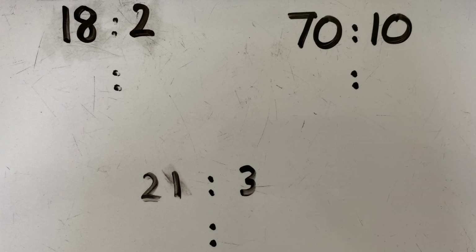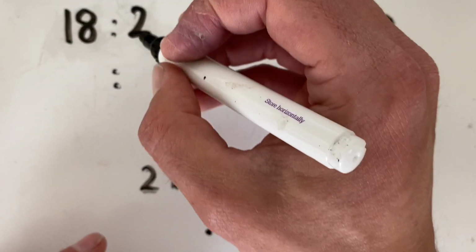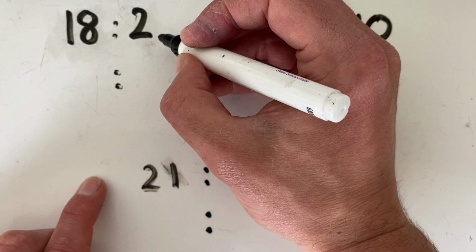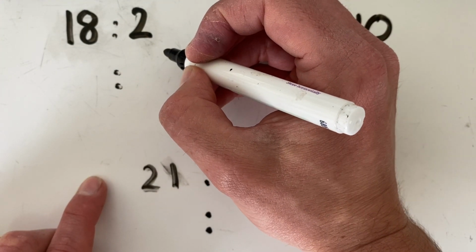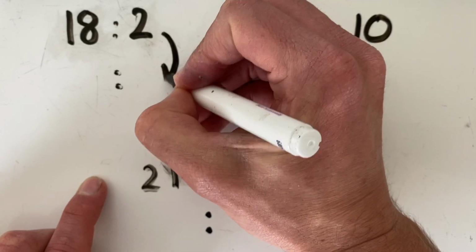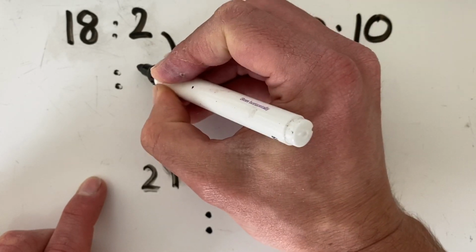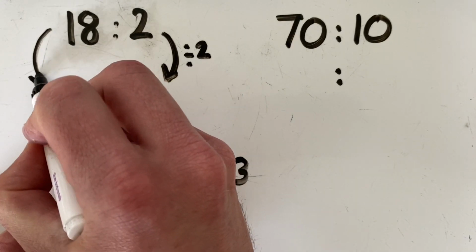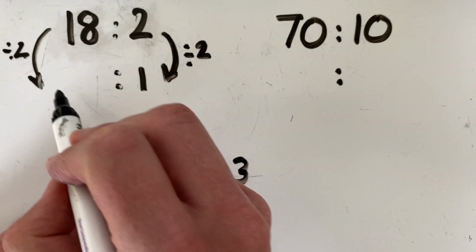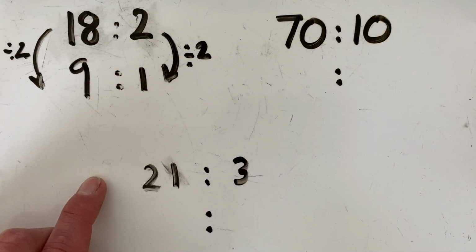So press pause now and have a go at simplifying these ratios in your own time. Okay, right, 18 to 2. I know for a fact that they're both in the 2 times table. So I ask, how many 2's go into 2? 1 of them. And how many 2's go into 18? 9 of them. So 18 for every 2 is actually 9 to 1, a ratio of 9 to 1.